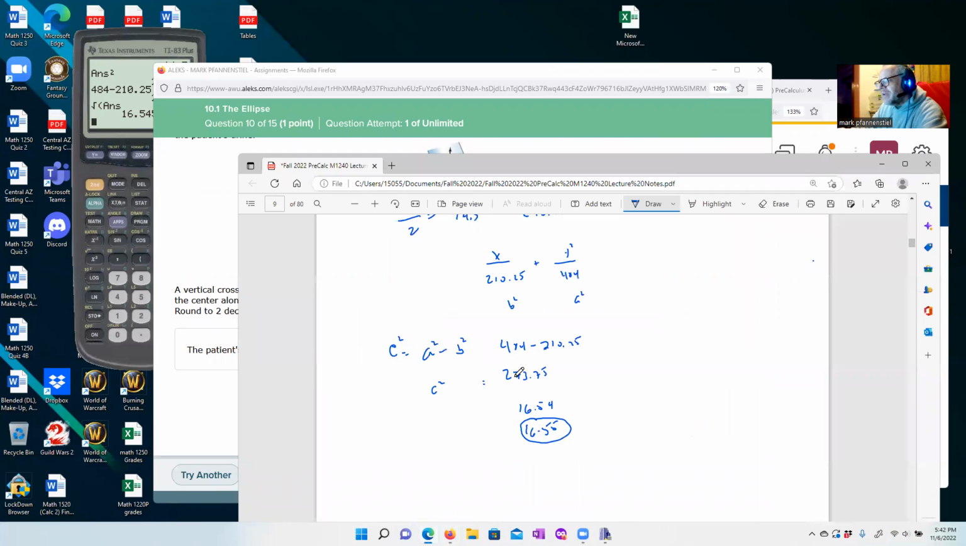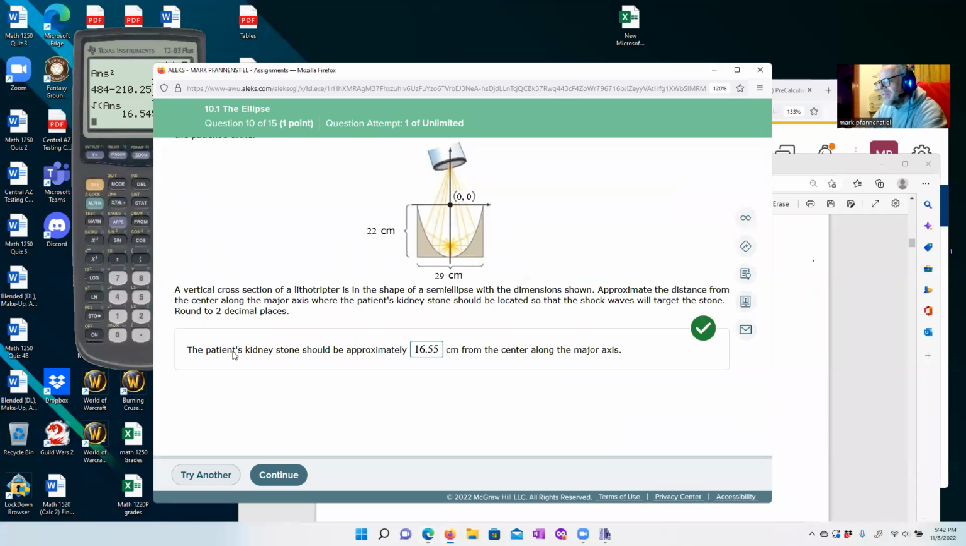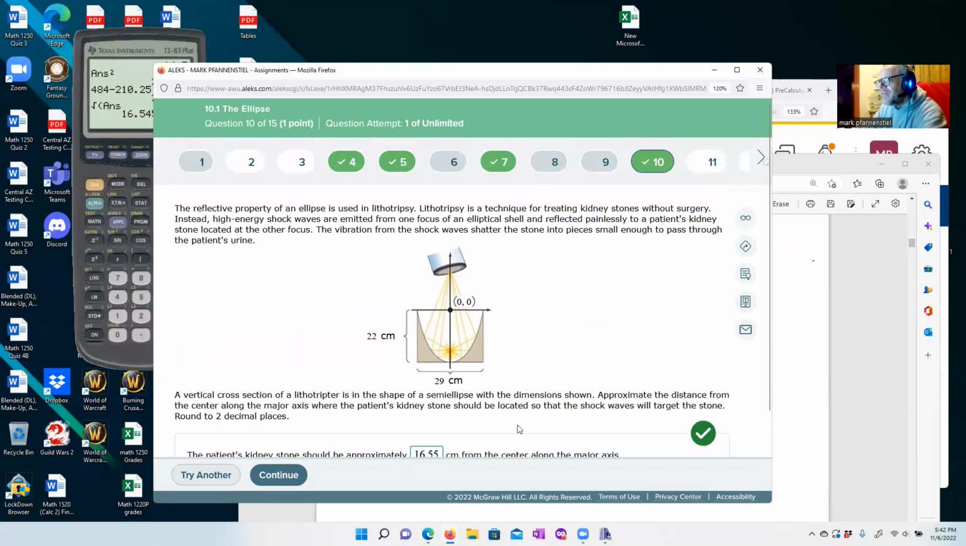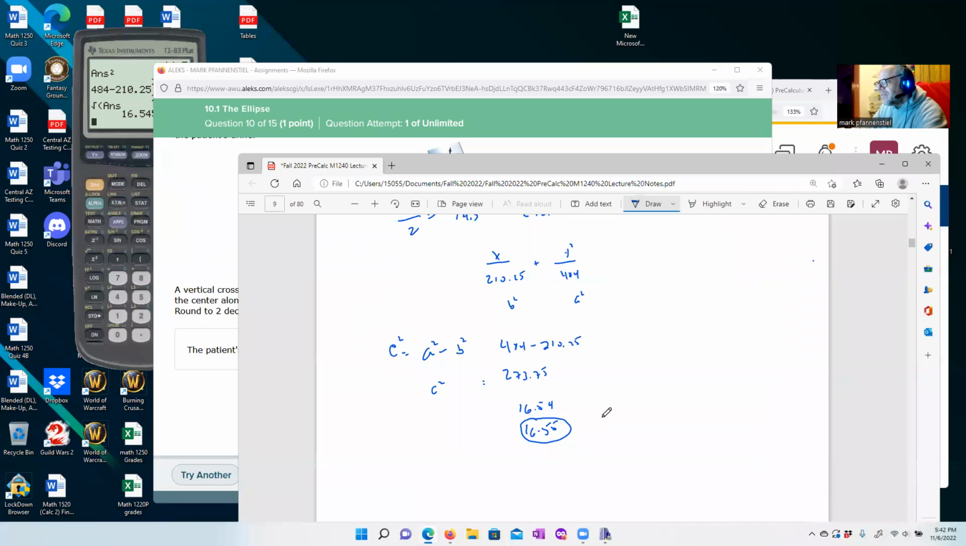And schedule our patient for this sound therapy, or wave therapy, so they can break up their kidney stone and then have an incredible amount of pain. Okay, so that looks good.